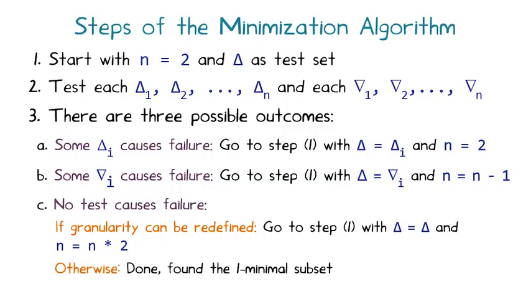If the granularity is already at maximum, that is, n is greater than or equal to the size of delta, then this means that each capital delta I consists of a single change, and removing any single change causes the test case to no longer fail. Therefore, the test case is one minimal and we stop.